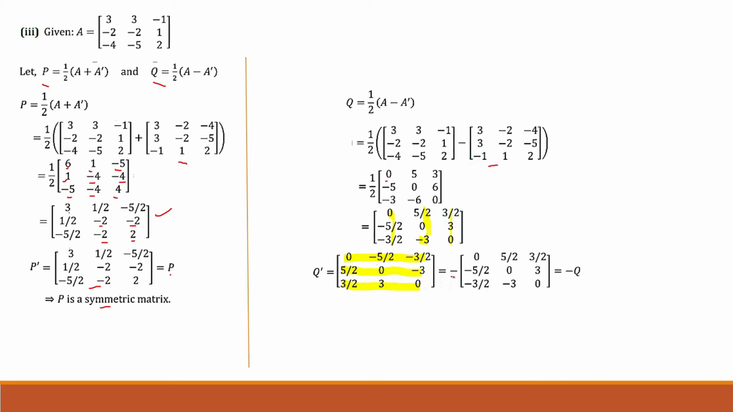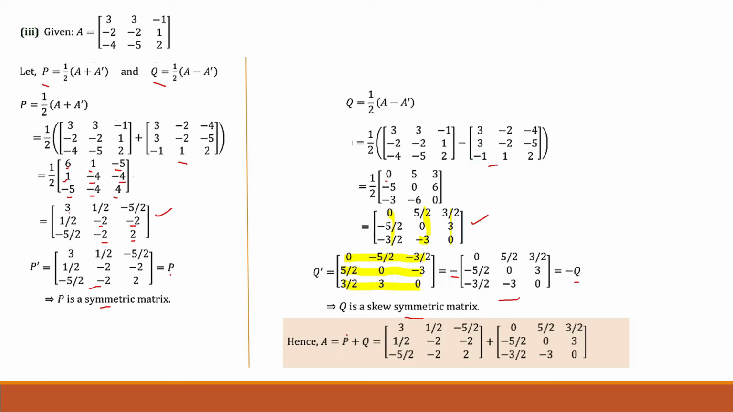Taking out the negative sign from this matrix, it is nothing but matrix Q. So that means Q dash is equal to minus Q, which is the condition for a skew symmetric matrix. So finally, expressing this as a sum of symmetric and skew symmetric matrix, it will be like this. If we add these two, we will get matrix A as it is.